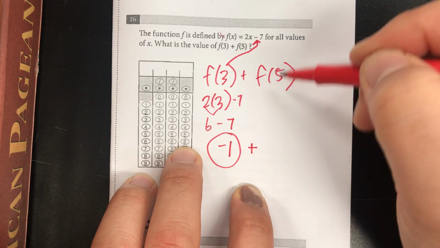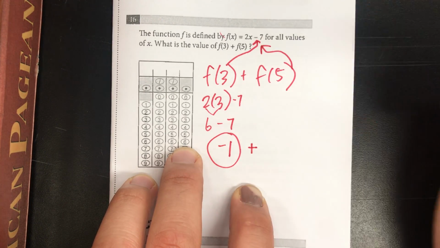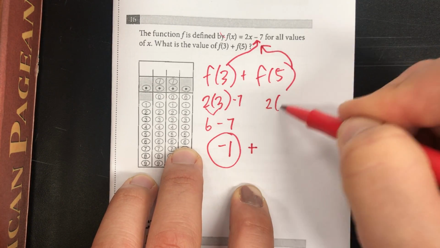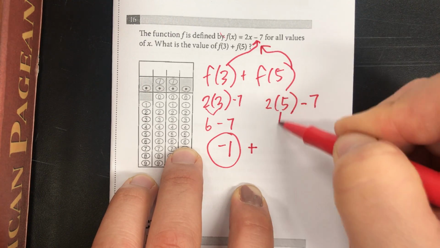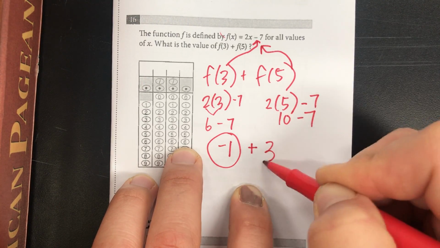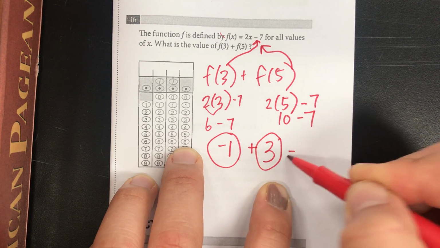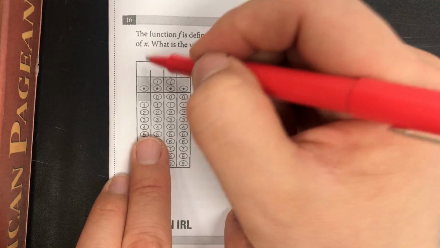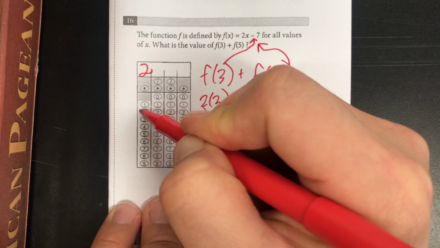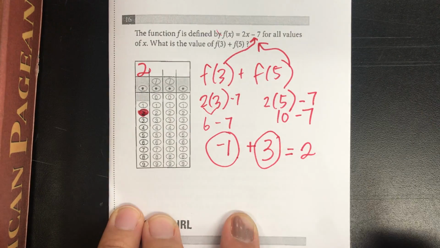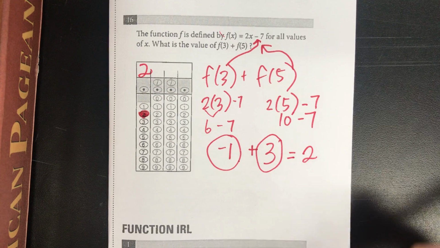And then we're going to add that, and then let's do this to that now, okay? 2 times 5 minus 7 is going to be 10 minus 7, which is going to be positive 3. Okay, so negative 1 plus 3 is going to be positive 2. And you would write 2 in your answer choices and circle the answer, or grid in your answer.